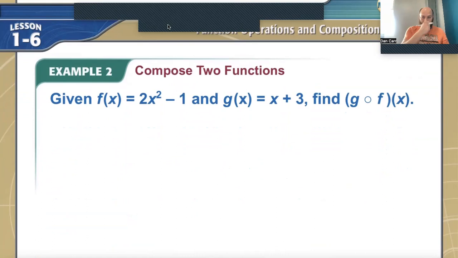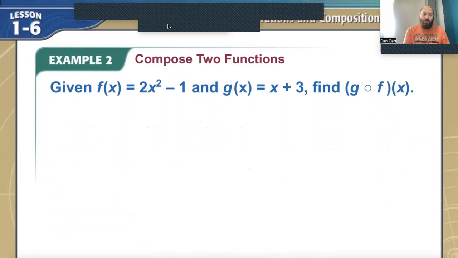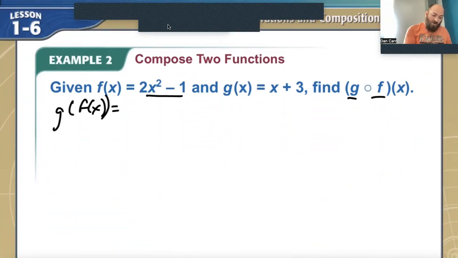So let's take a look at this one. We're going to compose these two functions. In this case, we want f of x going inside of g of x. So it's going to look roughly like this. g of f of x is going to equal, where am I at? f of x here. This whole function is going to go into that spot right there.